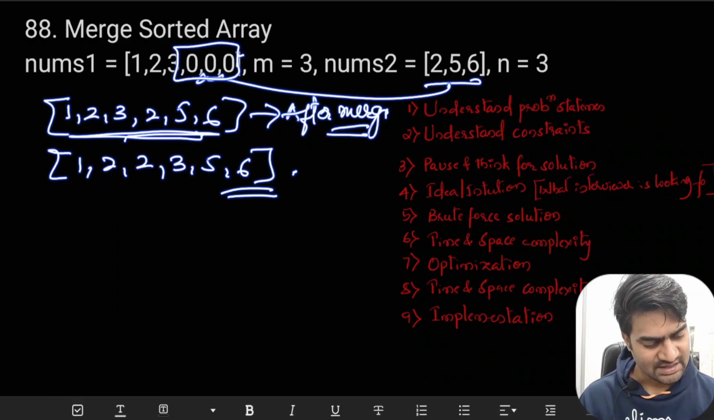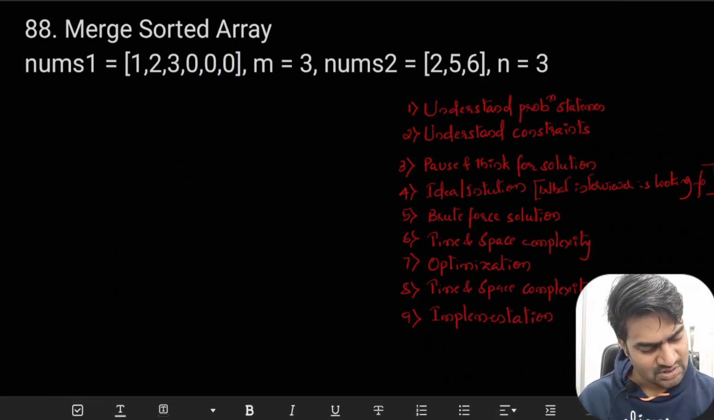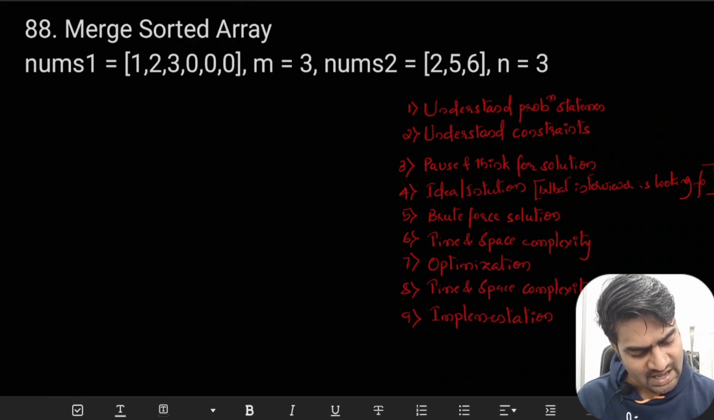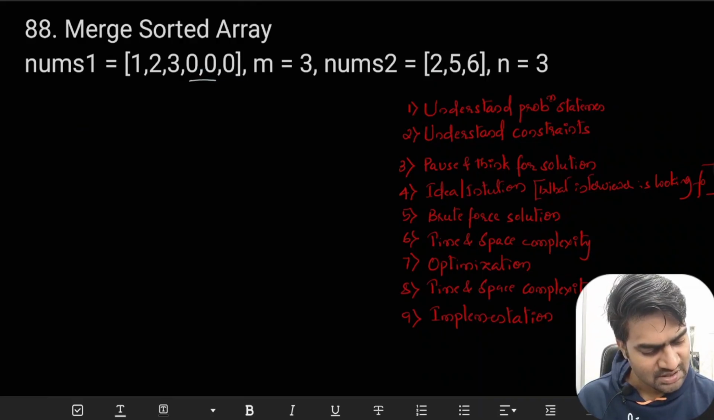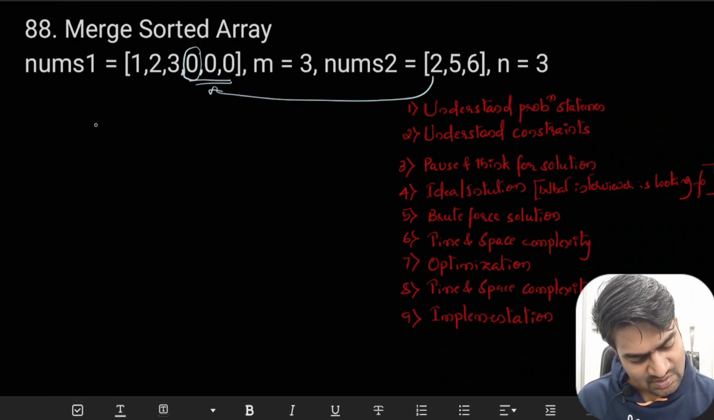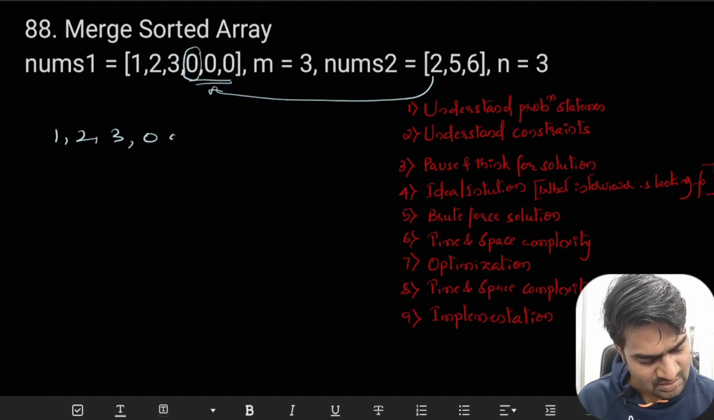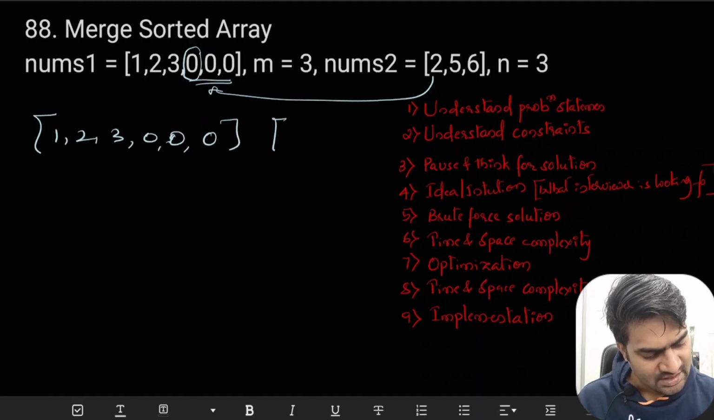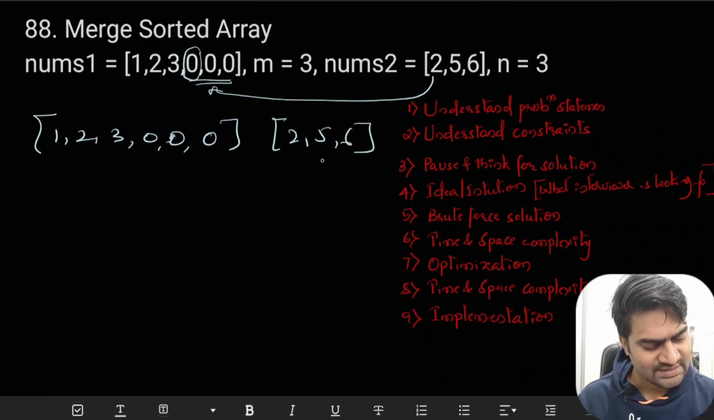Okay, let us try to do that. So now I will start from this particular value and move the elements into this array. So we have 1, 2, 3, 0, 0, 0, and 2, 5, 6. This is the nums2 array and this is the nums1 array.